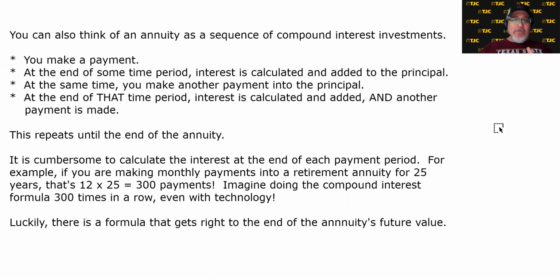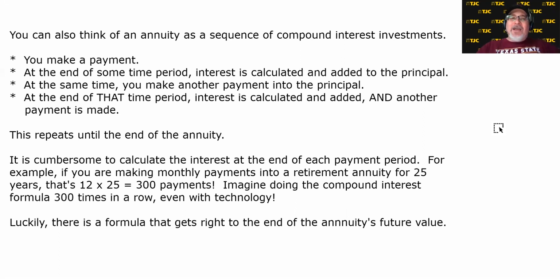So you put the first payment down, and then at some point in time, interest is added and you make another payment. At the end of the next time period, interest is calculated and added, and another payment is made. So it's this game of money sits and draws interest, and when it draws interest, you make another payment. Then it draws interest, and you make another payment, and so on and so on. This repeats until the end of the annuity.